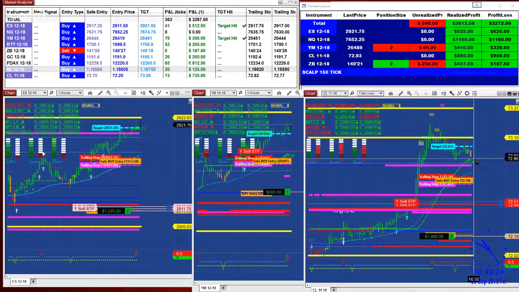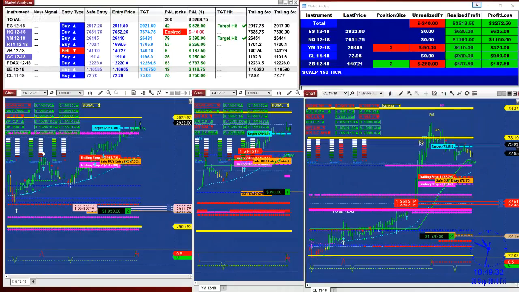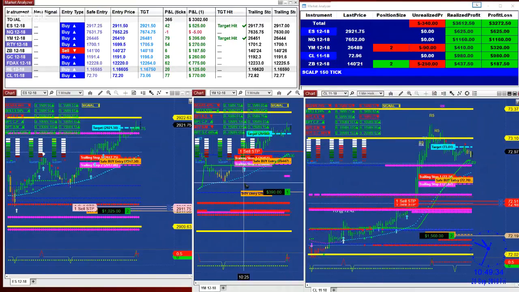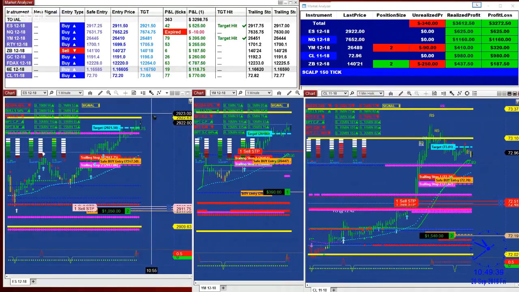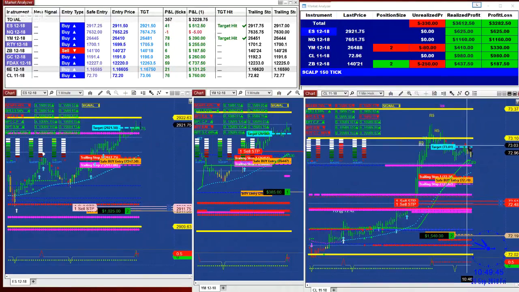But this is a potential exact entry at 72.90 or 91. This is a re-entry point on the CL. Because it's not very far from the target, so this is a high potential risk on that trade.